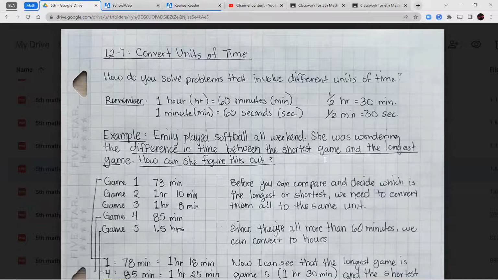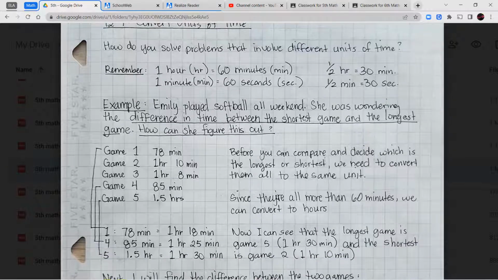Let's take a look at our first example. Emily played softball all weekend. She was wondering the difference in time between the shortest game and the longest game. How can she figure it out? So game 1 was 78 minutes. Game 2 was 1 hour, 10 minutes. Game 3 was 1 hour, 8 minutes. Game 4 was 85 minutes. And game 5 was 1.5 hours.